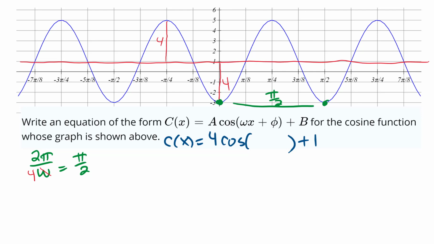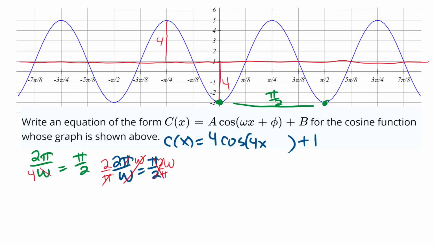You could also take the algebraic steps to solve for omega. If you did that, you'd have 2 pi over omega equals pi over 2, and you would multiply both sides by omega. And then I would multiply this side by 2 over pi, and this side by 2 over pi, so the 2 over pi's cancel here. The pi's cancel here, and I'm left with omega equaling 4, which is what we found right here. So that means in front of the x here we need a 4 and then x.